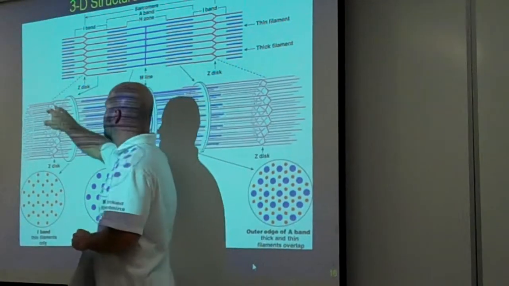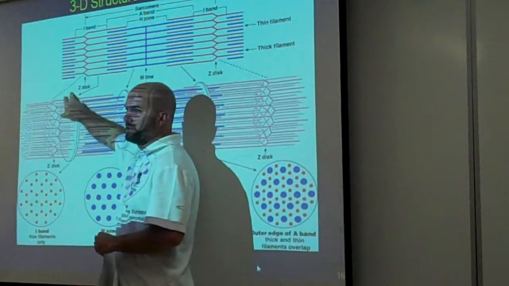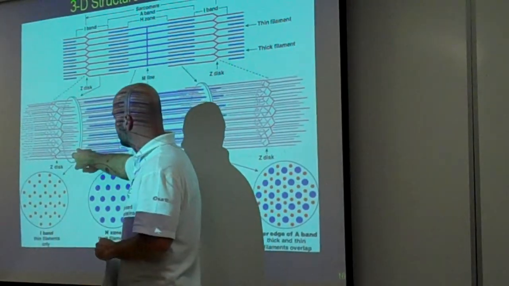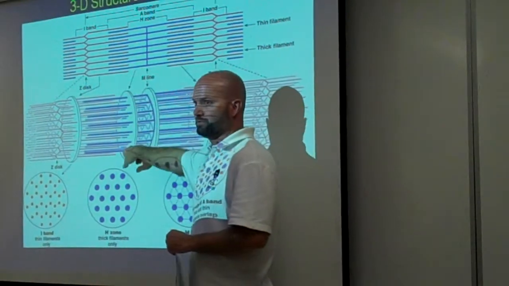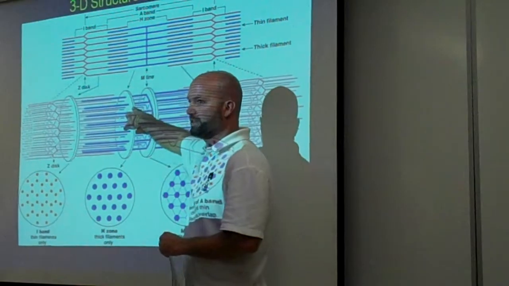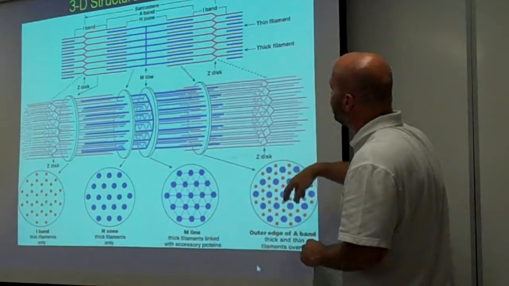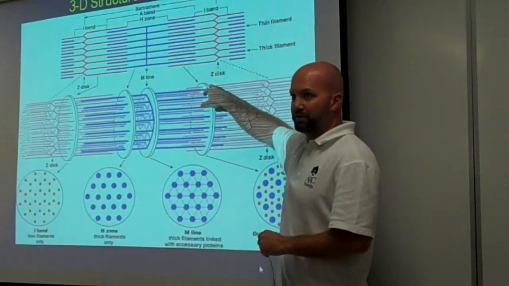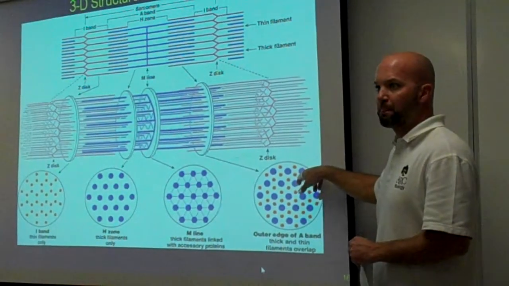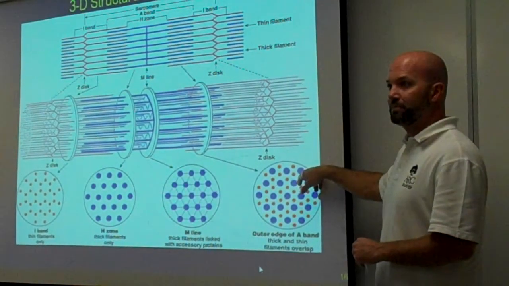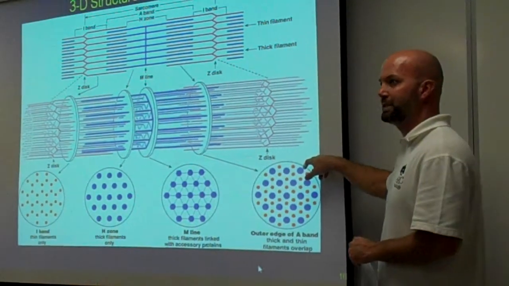If you cut between the Z line and the thick filament, then the only thing you'll cut through are thin filaments. Shown here. If you cut through the H zone, you're cutting through only thick, no thin. If you cut through the A-band, where the thin do overlap, then you'll see both thin and thick. And that's where the numbers come from. 6 thin around each thick, 3 thick around each thin.